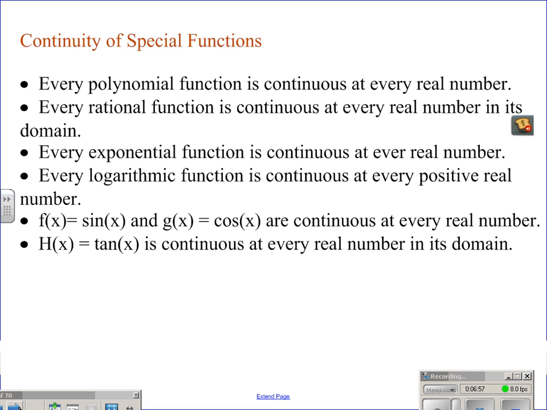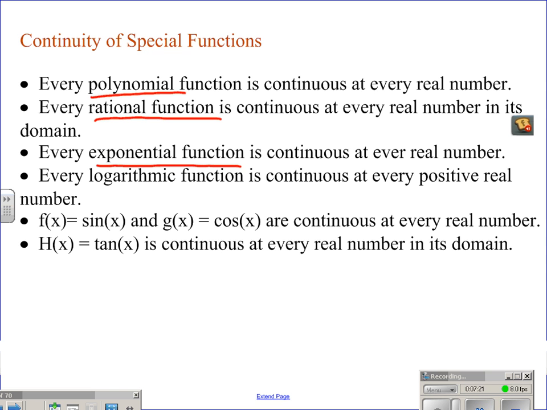So let's talk about the continuity of special functions now. The first one is our polynomial function. These are those nice functions with no holes, gaps, jumps, no points of discontinuity. So they're going to be continuous at every real number. Our rational functions are going to be continuous at every real number also, except for those that would be excluded from the domain, or those that would be undefined, produce a 0 in the denominator.